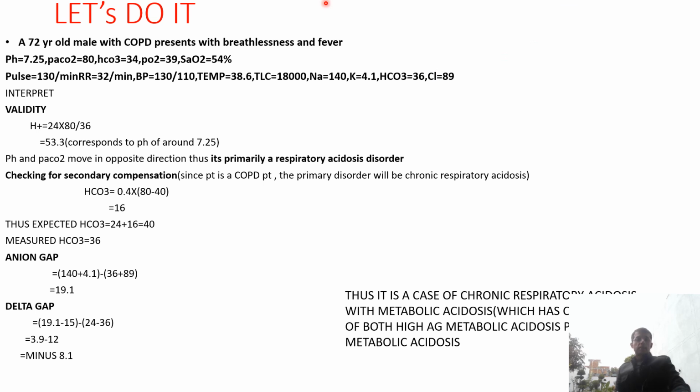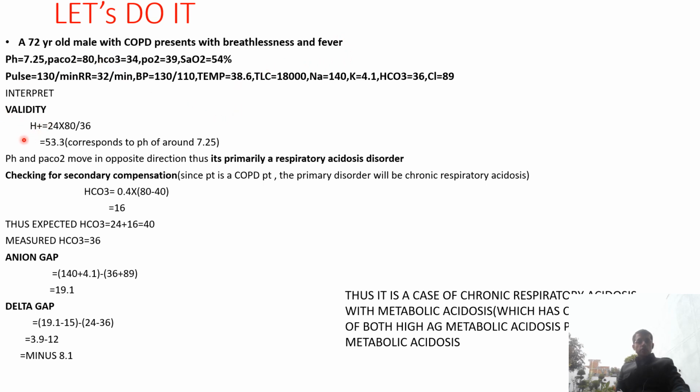Let's do it. A 72-year-old male with COPD presents with breathlessness and fever. Very common scenarios in ICUs. So we do the ABG of this patient. pH is 7.25, PCO2 is 80, bicarb is 34, PO2 is 39, and SaO2 is 54%. Pulse is 130, respiration rate is 32, BP is 130 by 110, temperature is febrile, TLC is 18,000, sodium is 140, potassium is 4.1, bicarb is 36, chloride is 89. So this is a very common scenario. These are the initial investigations done in every basic ICU.